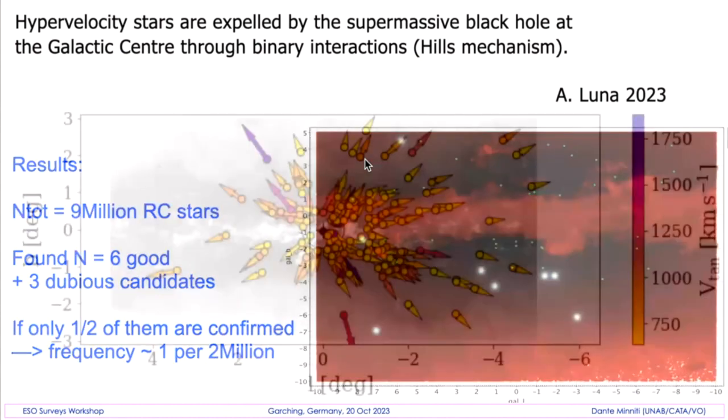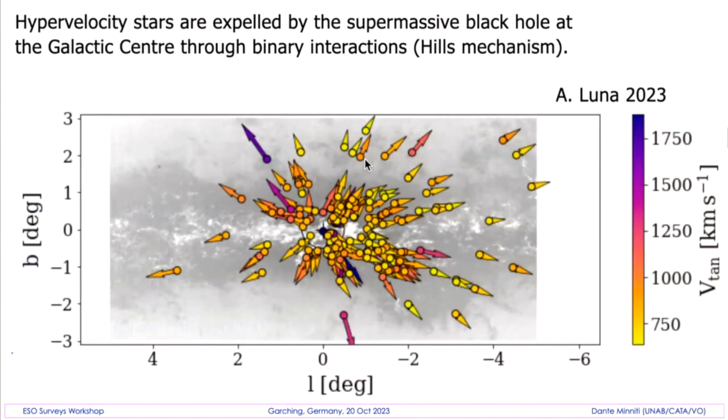But now the new results that he came up with are a couple of hundred high velocity stars that need follow-up, but some of them have a spectroscopic confirmation. So this is quite nice.